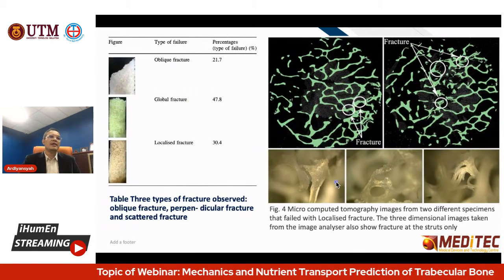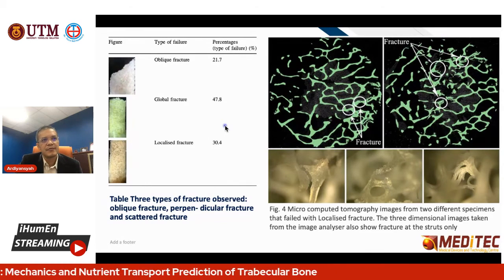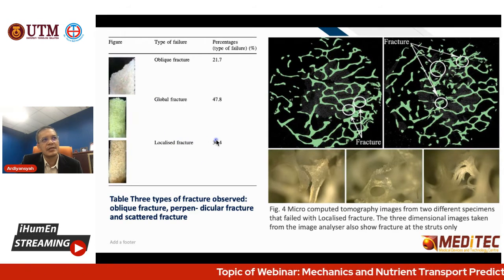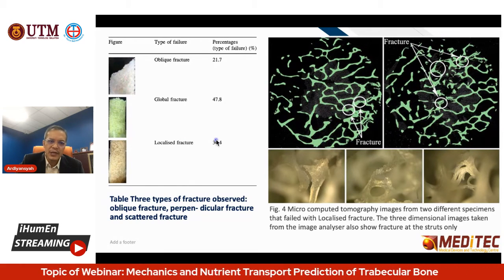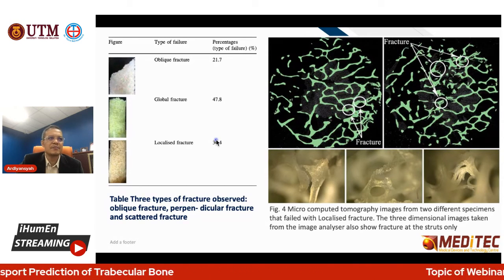With cancellous bone and micro-CT, we can check during the testing. We have 3 types of fracture. The first we call the oblique fracture. Another one is the global fracture, and another one is the localized fracture.